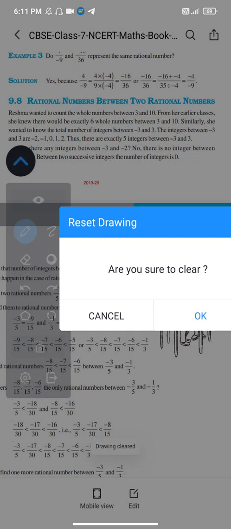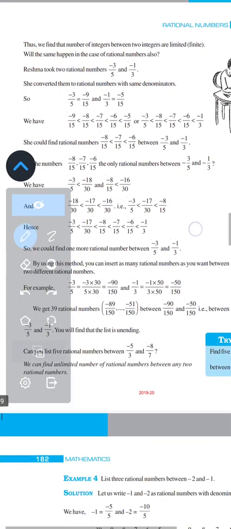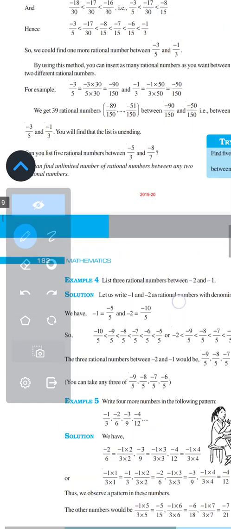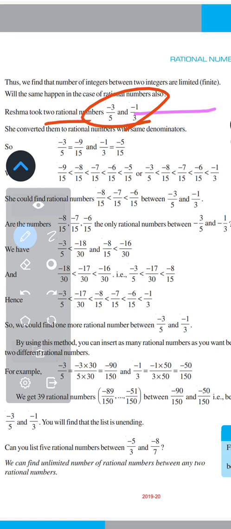So in this topic we are going to find such numbers, and since we study rational numbers, we are going to find the numbers between two rational numbers. For that, let me take an example. Here the example is minus 3 by 5 and minus 1 by 3. In between them we need to take two rational numbers, or let it be 3, 4, 5, anything.